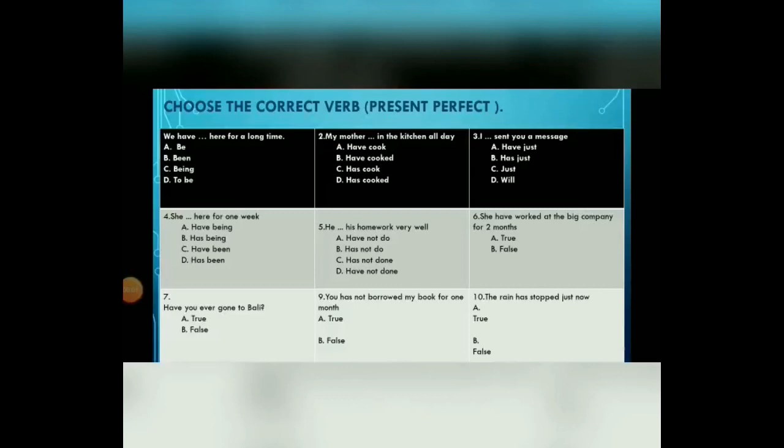Now here is the exercise. Choose the correct verb with present perfect tense. So you have to read this exercise and choose the best option and do it on your copies.